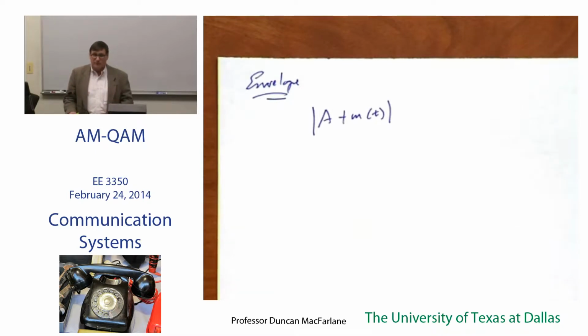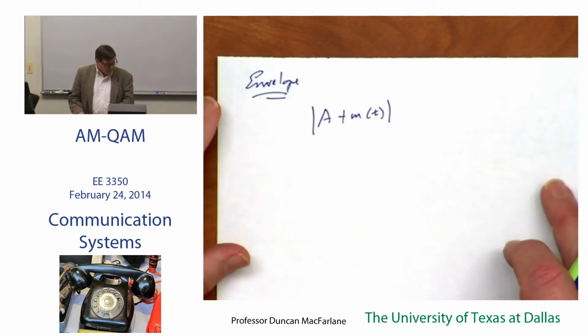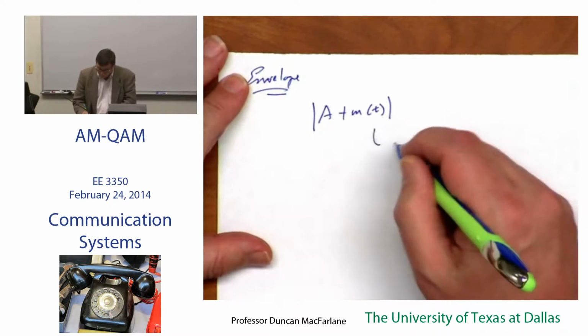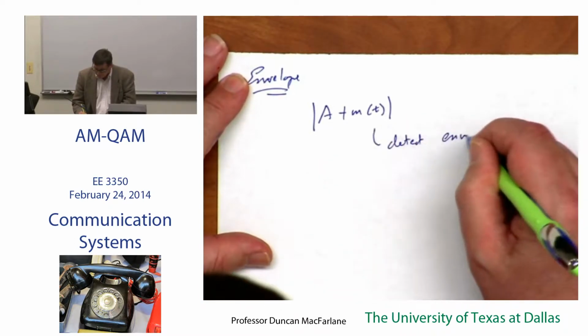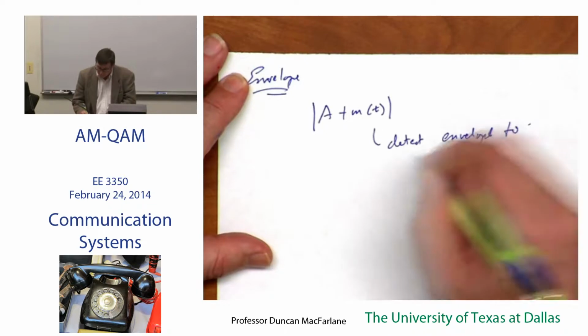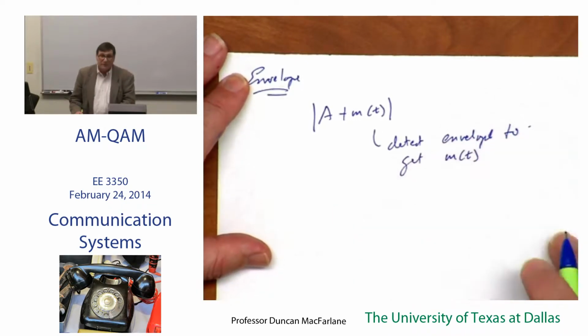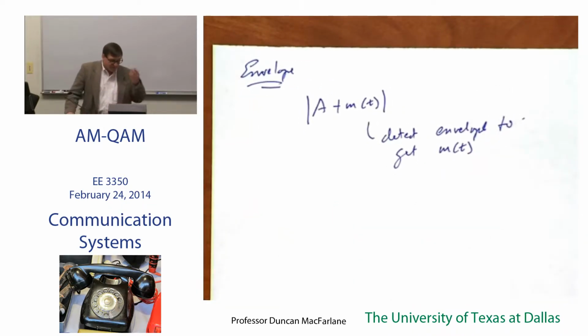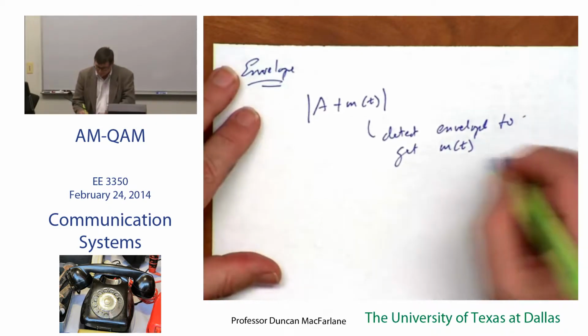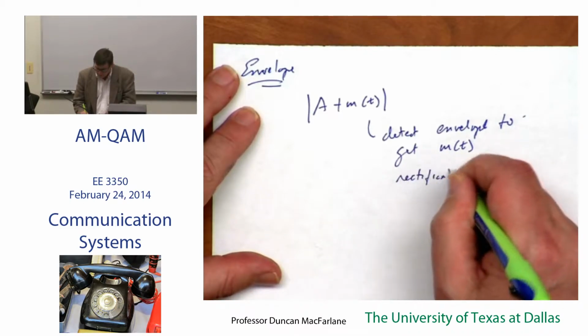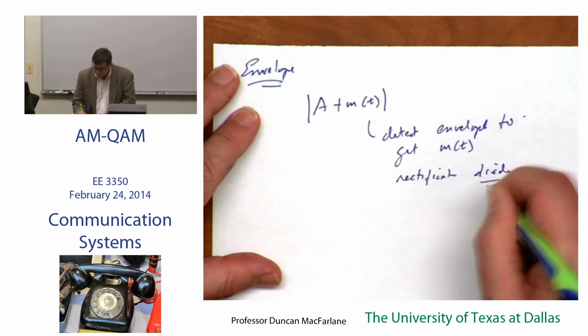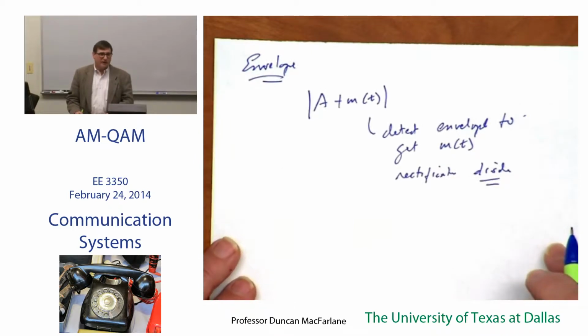And again, I'm going to back this up in a couple of minutes with some pictures, both in the time domain and the frequency domain. But for now, let's just work with this. And so what this means is detect the envelope to get m(t). And we talked about rectification as a way of doing that, a simple diode as a way of doing that. We've already gone over that in the last lecture.